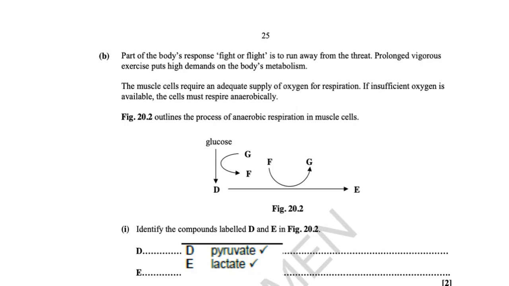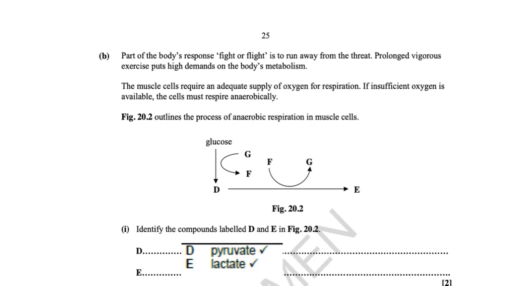So part of the body's response to fight or flight is to run away from the threat. Prolonged vigorous exercise puts high demands on the body's metabolism. Muscle cells require an adequate supply of oxygen for respiration. If insufficient oxygen is available, the cells must respire anaerobically. So this is linking two different parts of this spec. So this is linking the respiration of glucose to the fight or flight responses in homeostasis and nervous, hormonal and nervous communication.